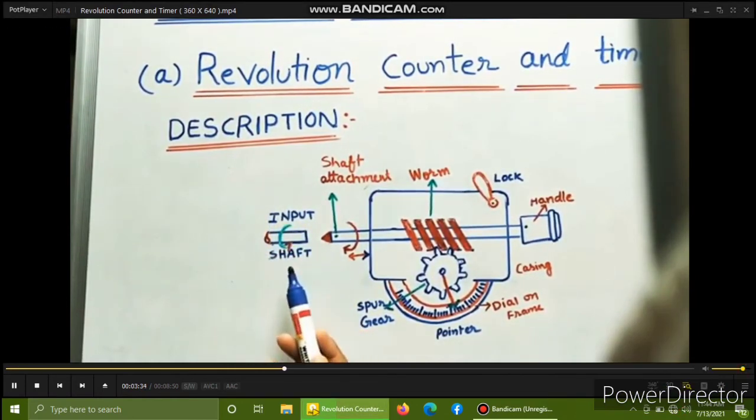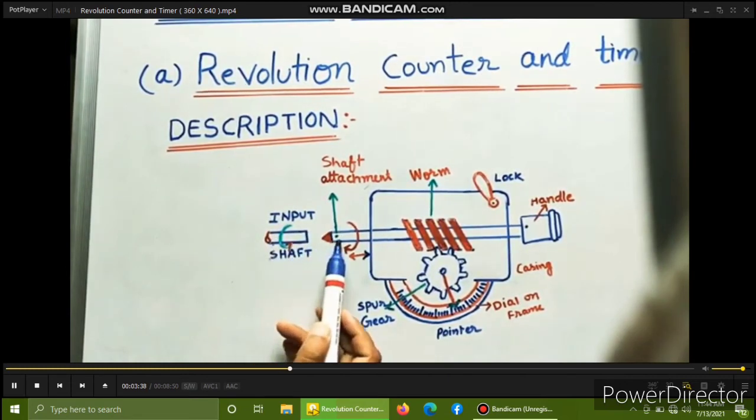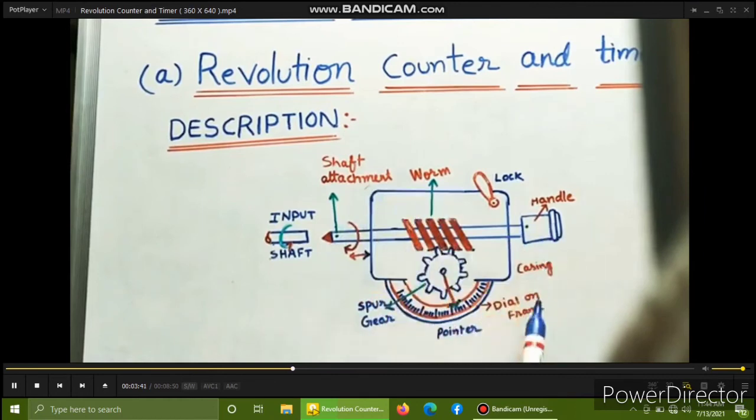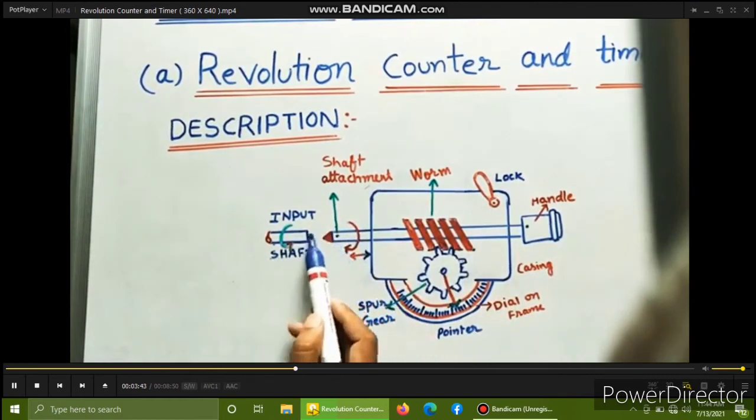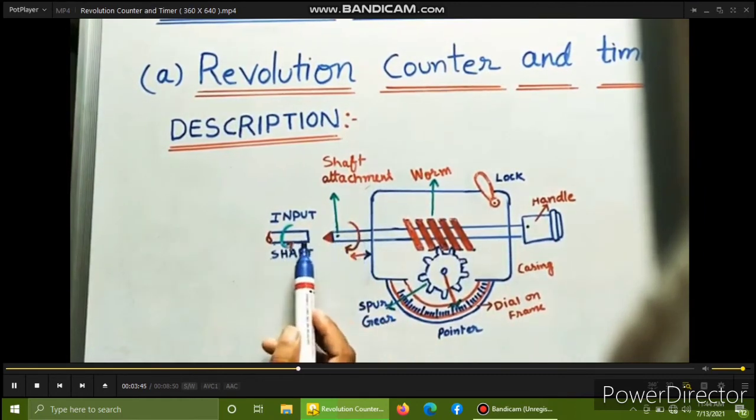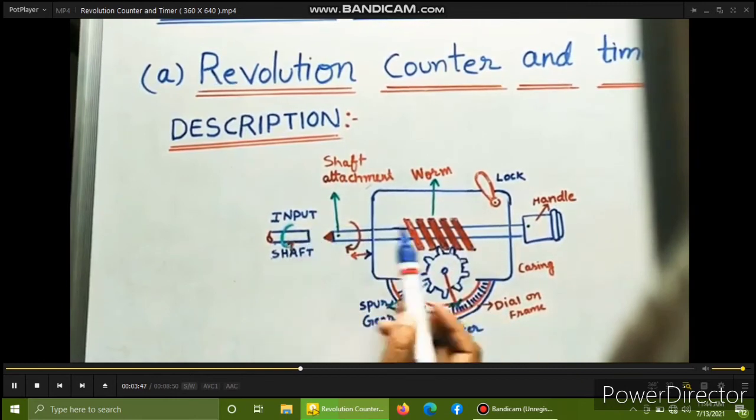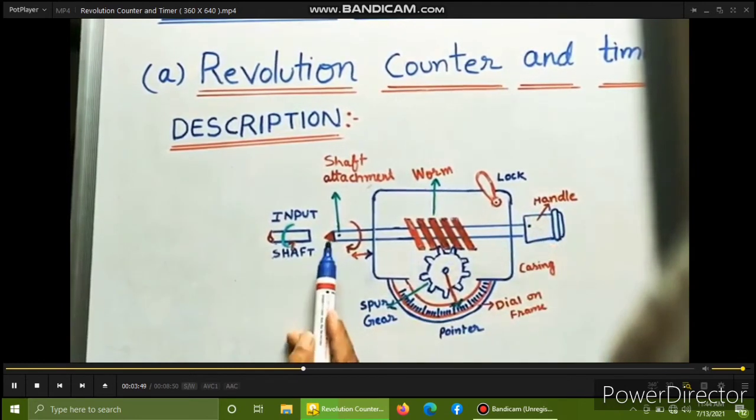Okay, let us take, we have to find the engine speed. The engine shaft we have to connect to this tachometer. This is a tachometer, a revolution counter tachometer. We have to connect this shaft to this shaft. So how do we connect this? By operating this handle, we can connect this shaft.